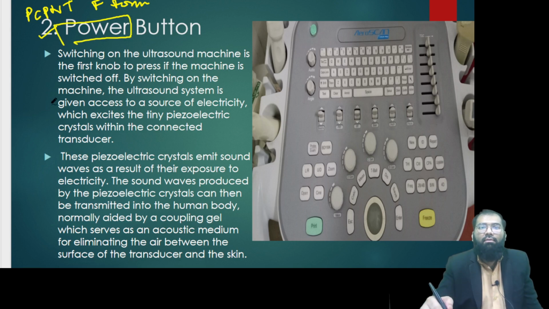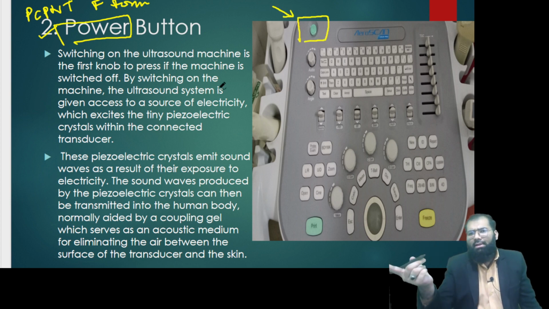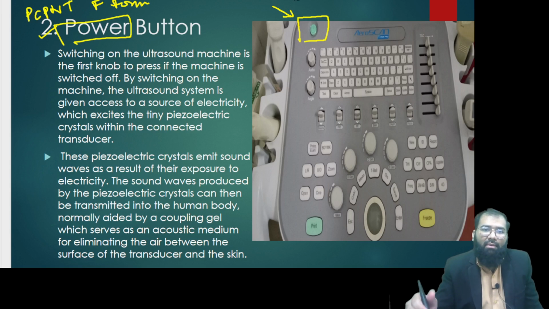So which button do you have for switching on? To make the power button on, you have got the power button here. So here you can very clearly see you have to press this button. The same button is used in most of the machines to switch on as well as switch off the machine. So you can use this power button. Okay. Now switching on the ultrasound machine is the first knob to press if the machine is switched off, very important.